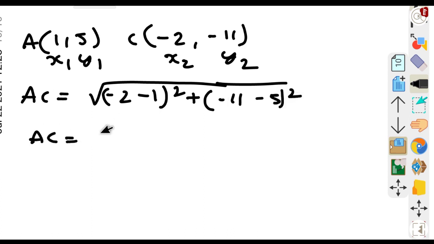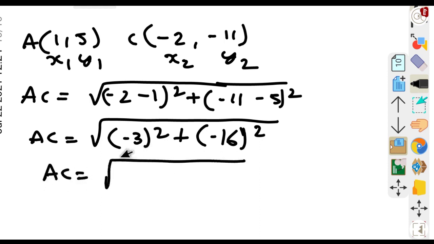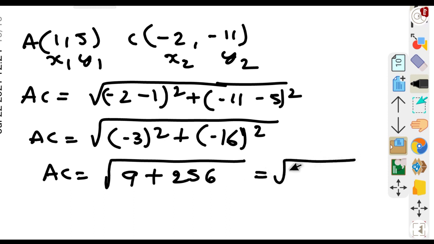So AC equals under root of, -2 minus 1 is -3, whole square, plus, -11 minus 5 is -16, square. Okay, so therefore AC is equal to under root of, (-3) square is 9, plus 16 square is 256. Now if you add these two, the answer will be 265 units.